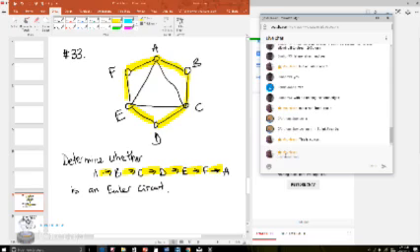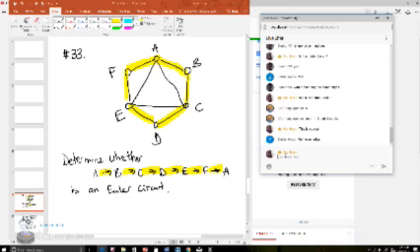And now, what does it mean to be an Euler circuit? Hold on one sec. Okay, sorry about that. I'm back.